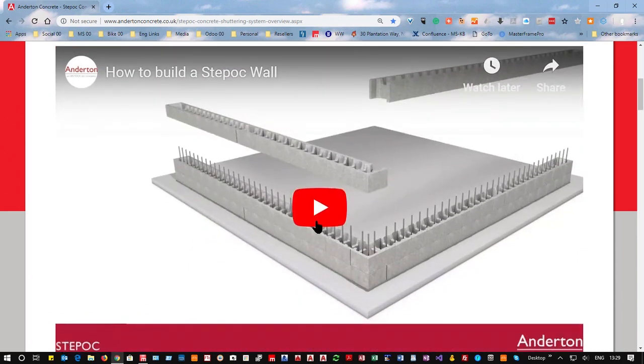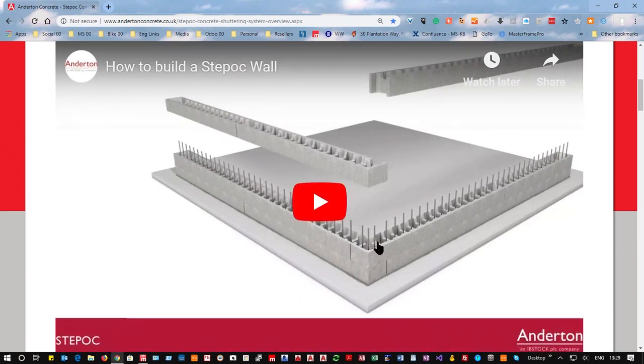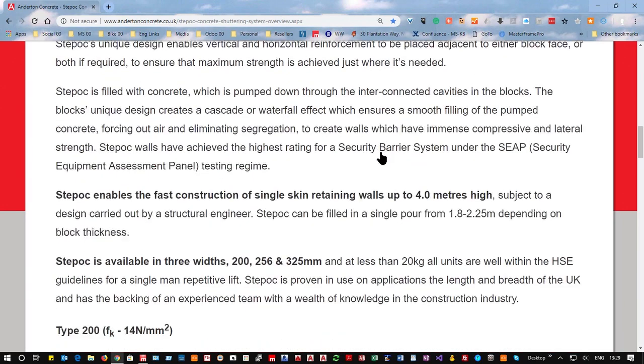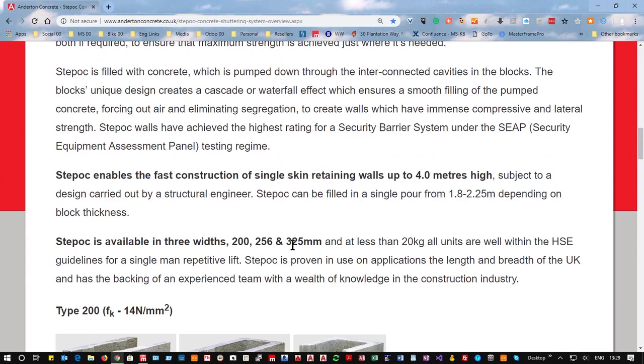The whole thing is held together by the concrete that goes along horizontally as well as vertically. Lovely walls. They come in three sizes. I think it's 200, 256 and 325, all designed to be less than 20 kilograms. I'm selling this for these guys.